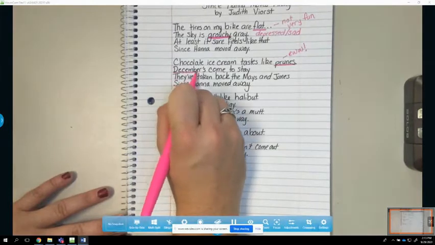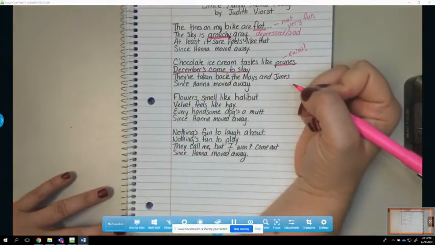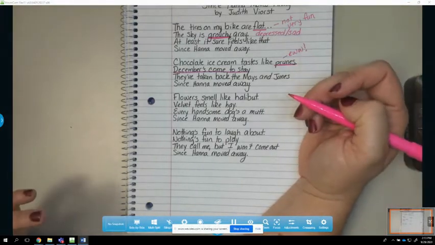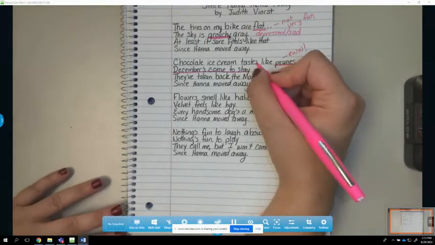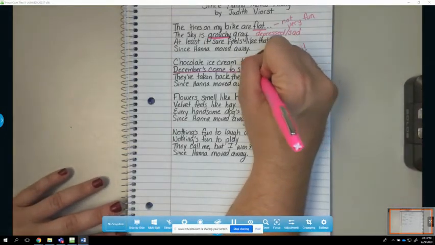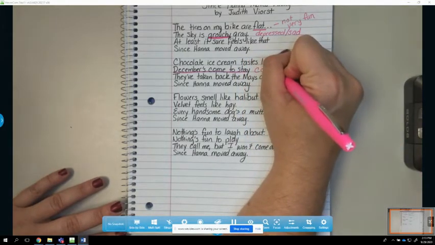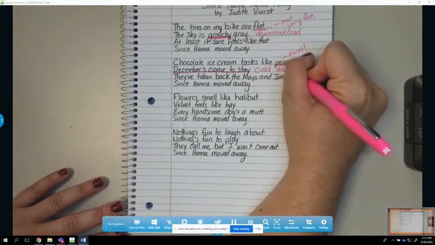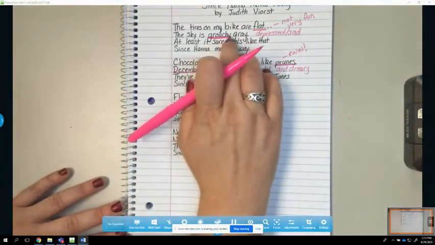Then this whole line, December's come to stay. Well, normally I think about Christmas in December and having a winter break. However, a lot of times in December, things are really cold as well. And I'm pretty sure that's what the author is going for. So it's cold, and a lot of times dreary, not a lot of fun. It goes back to that grouchy gray sky up here.